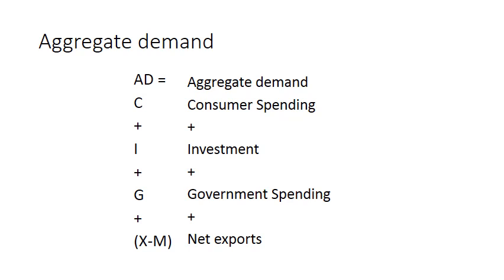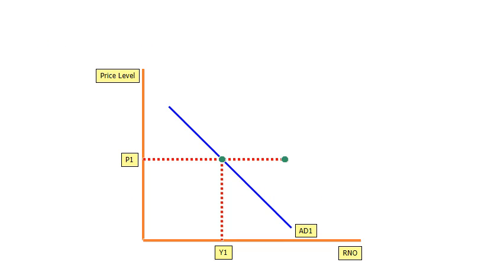So you need to be familiar with the kind of things that would affect each of these. So consumer spending being affected by consumer confidence and the interest rate and things like that. Government spending perhaps being influenced by the size of the budget deficit. Changes in the components of aggregate demand will then lead to shifts in the aggregate demand curve.